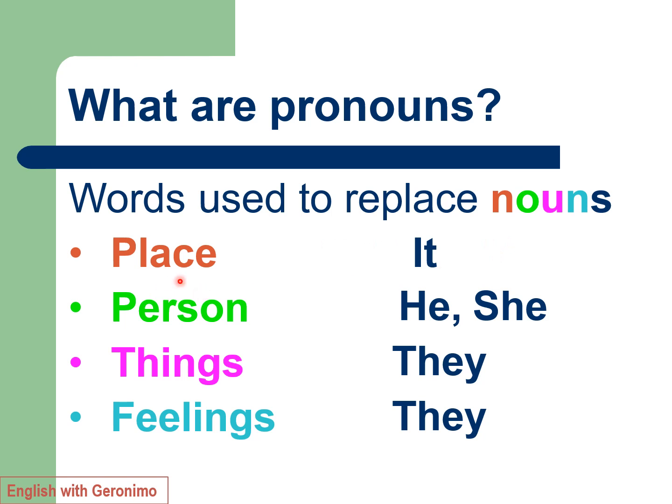So we have an example here. For a place, we can use it. For a person, we can use he or she, or some other pronouns that we're going to talk about later on. Third, for things, we could use they, and for feelings, we could also use they as an example. Just one example, then later on we could continue on with the other pronouns that we could possibly use.